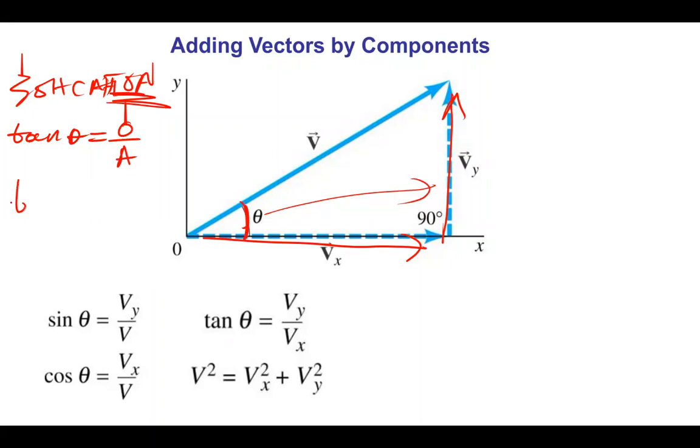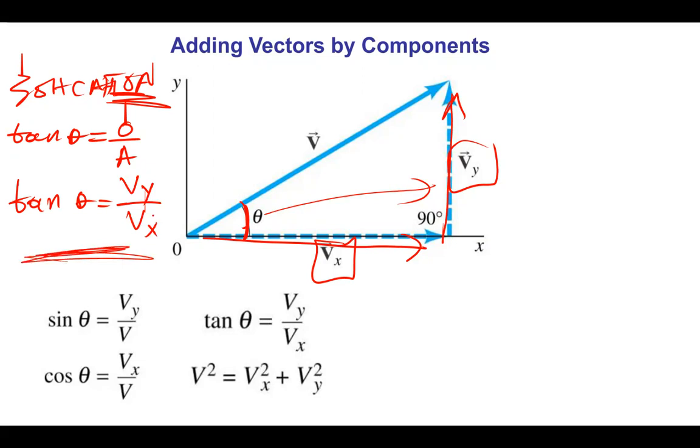So in this case, what is our opposite and what is our adjacent? The opposite is simply Vy, and the adjacent is Vx. So this is just the same as saying Vy over Vx. This is exactly how you find the angle.